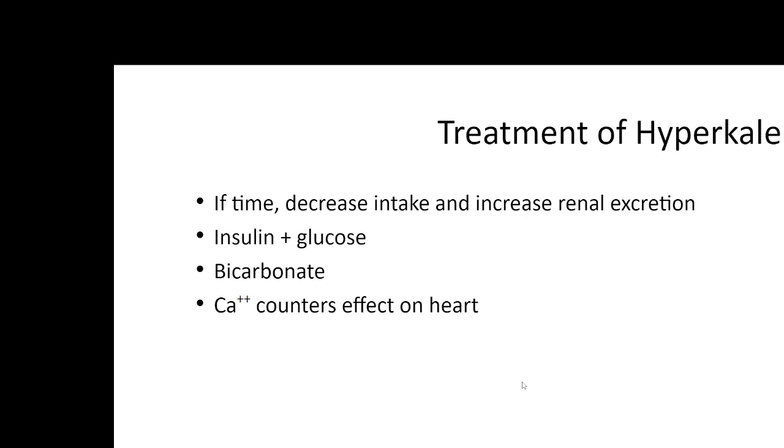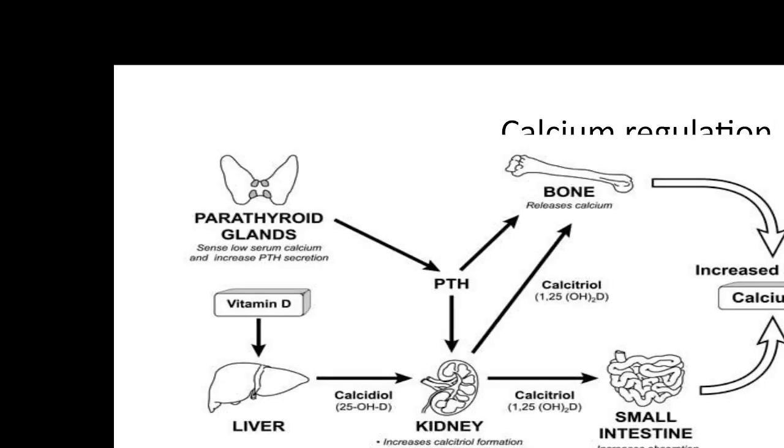Treatment for hyperkalemia: if there is sufficient time, then decrease intake and increase the renal excretion by giving diuretics. If the patient is a diabetic, insulin plus glucose is given. Bicarbonate is the other drug which can comparatively produce a balance in the potassium level. And calcium also counters the effect on the heart. In the cardiac complications, calcium is given as a symptomatic treatment to prevent the cardiac complications. That's about the management of hyperkalemia.